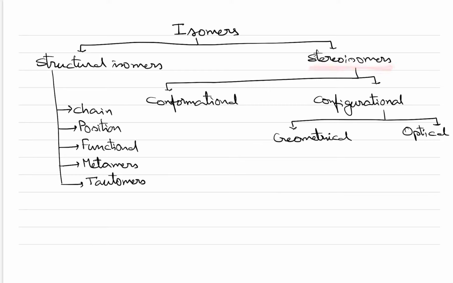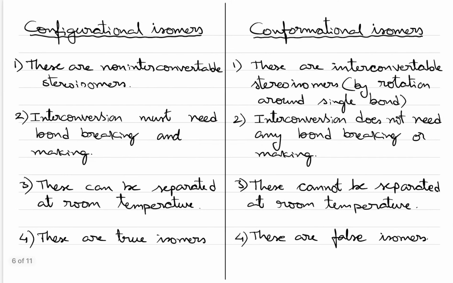And stereoisomers are divided into two types: conformational and configurational isomers. The configurational isomers are again divided into geometrical and optical isomers. Now let's come to configurational isomers and conformational isomers. What is the similarity between them? Both of them are stereoisomers. That is the similarity between them.